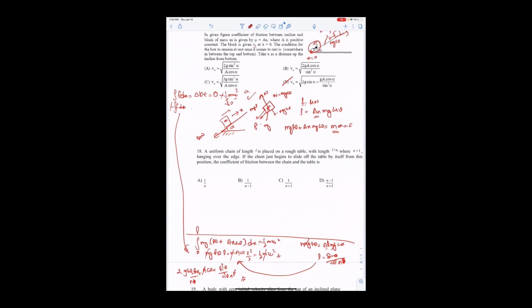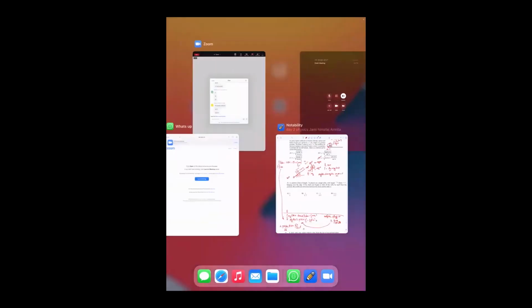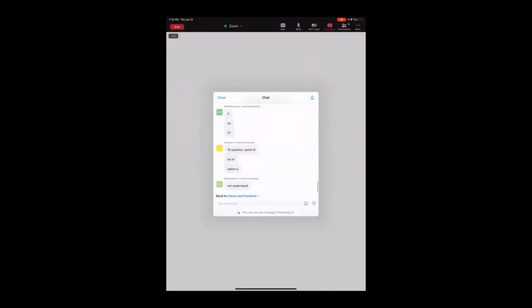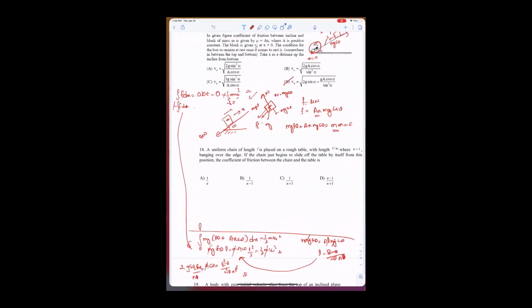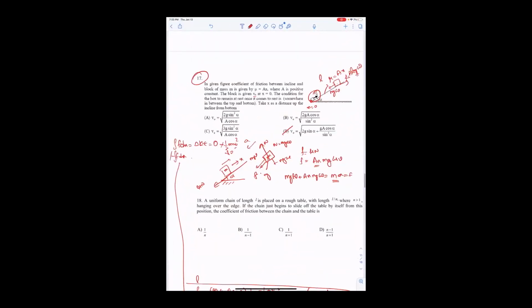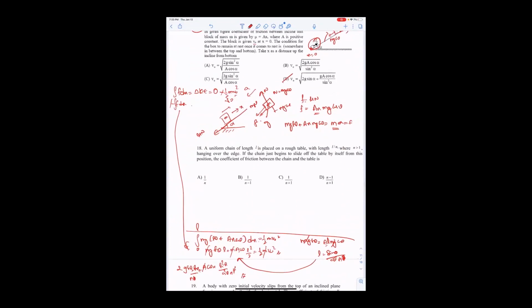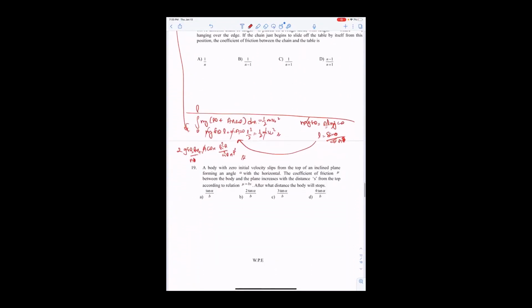So maybe we missed some sin theta or cos theta. Has anyone solved? Let me check. Not understood. Okay. So we'll get back to this question later, guys. No issue. So you can keep it. Simplification, somewhere we might have made a mistake.